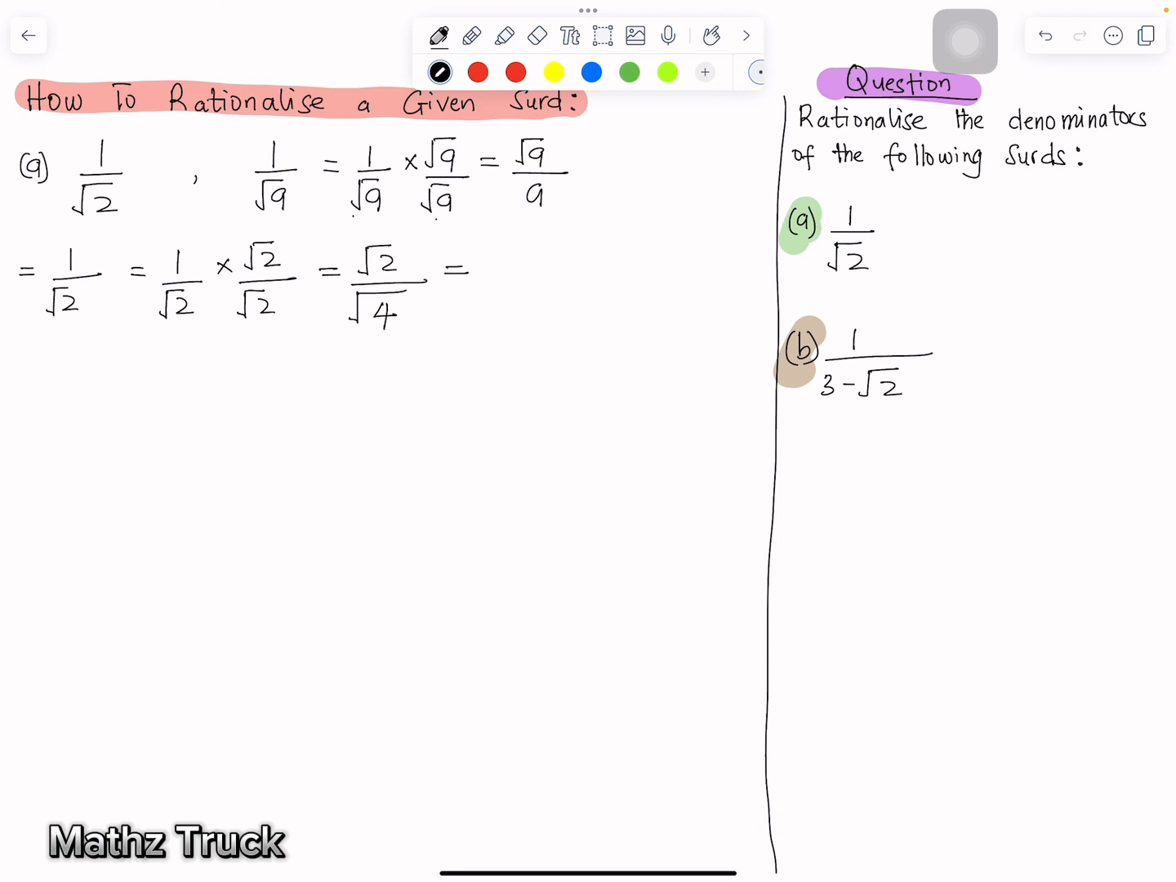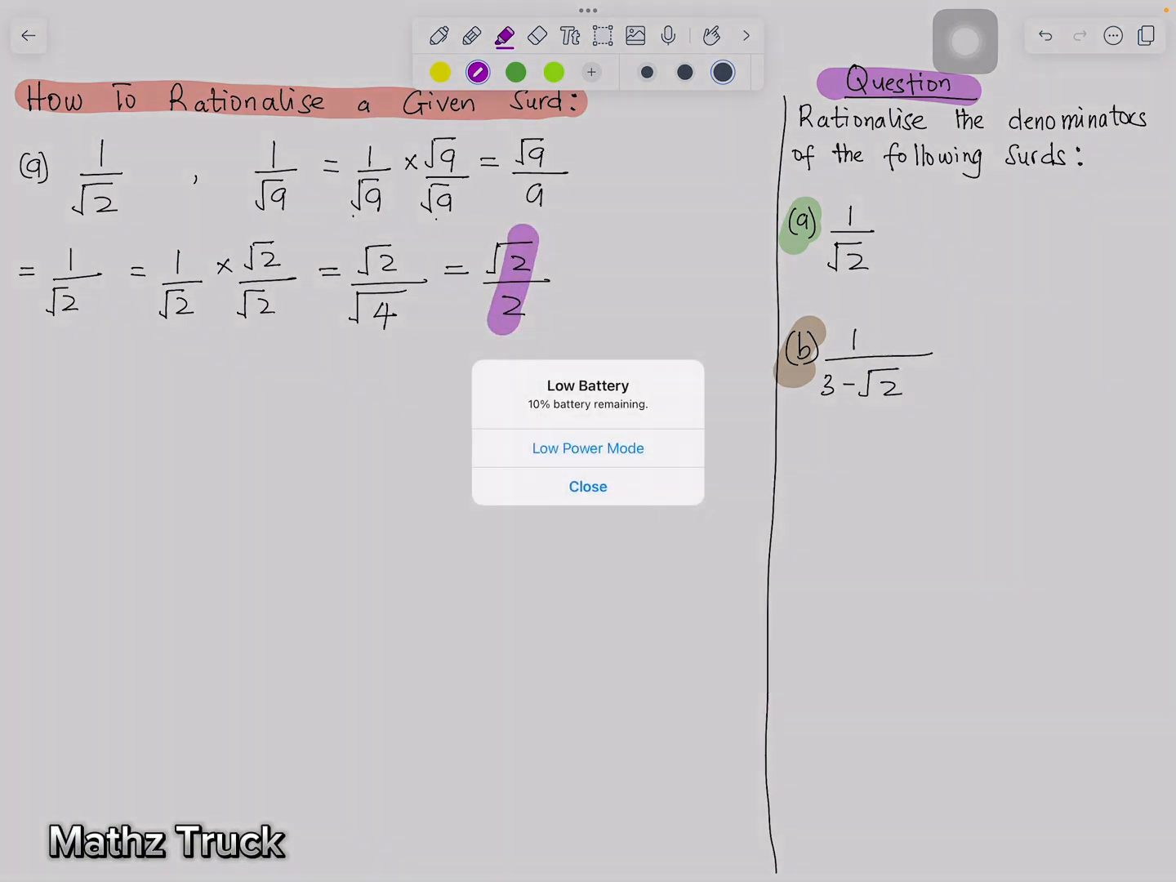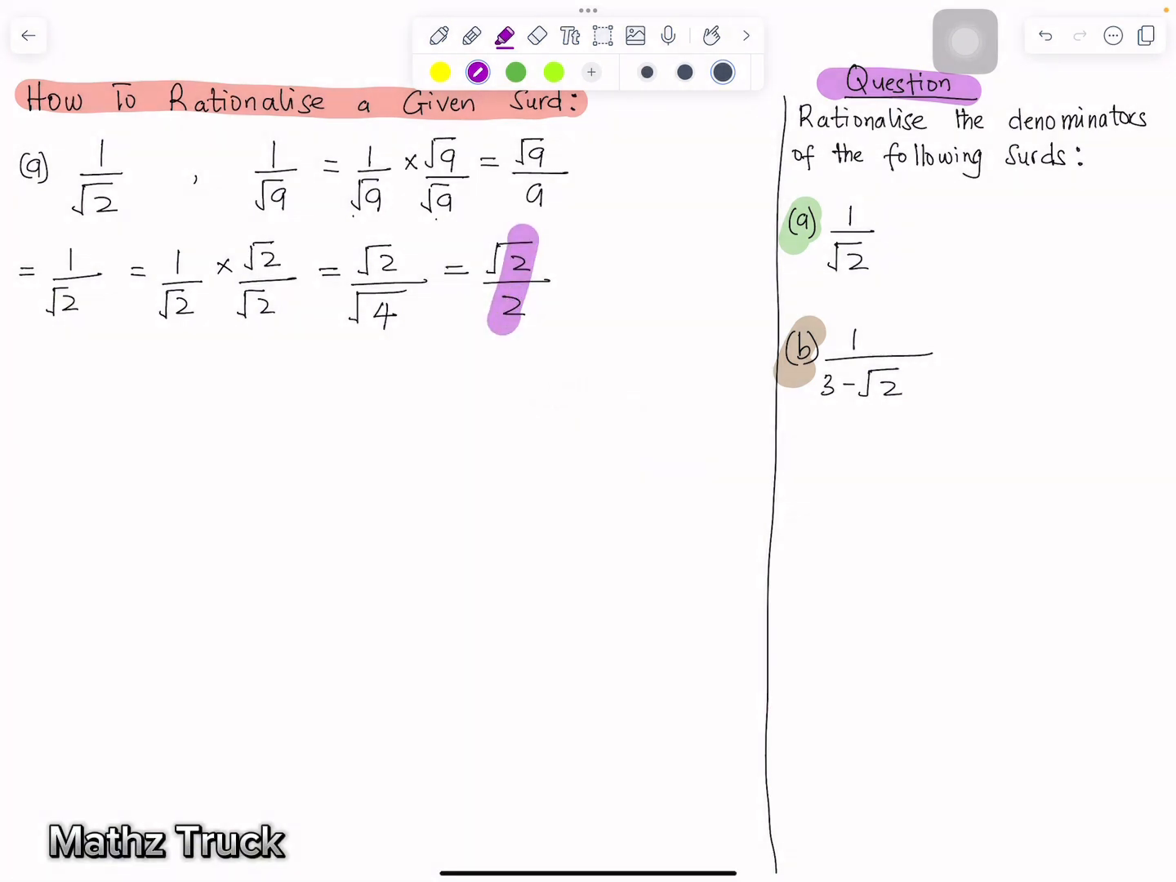Then you go further by saying that root 2 over root 4, which we already know is what? 2. Now that is the answer for the first question. So for question A, the answer is going to be root 2 over 2.